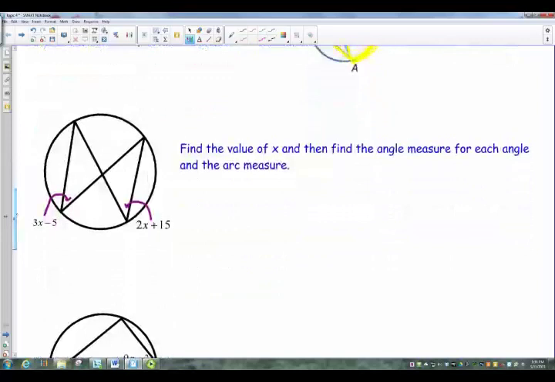All right, so here's an example. Find the value of x, and then find the angle measure for each angle and the arc measure. All right, so we see these angles are that one created there, and this one created here. Now, because they both intercept this exact same arc, they are equal values. So I've got 3x minus 5 is going to be equal to 2x plus 15. And so we're going to solve this. Those two are congruent, so we set them equal.